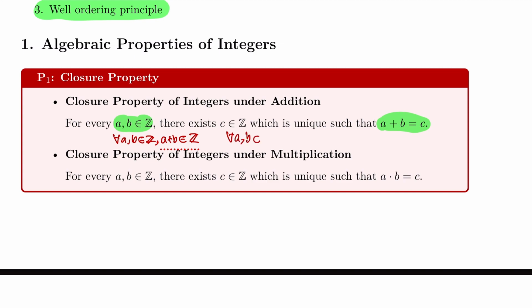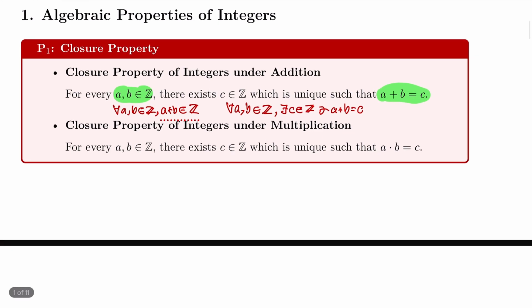Okay, if you pick two integers, you might say there exists an integer c such that a plus b equals c. And the closure property under multiplication: you have any two integers, let's say a and b. Okay, a times b must be an integer. Okay, this is the closure property under multiplication of integers.